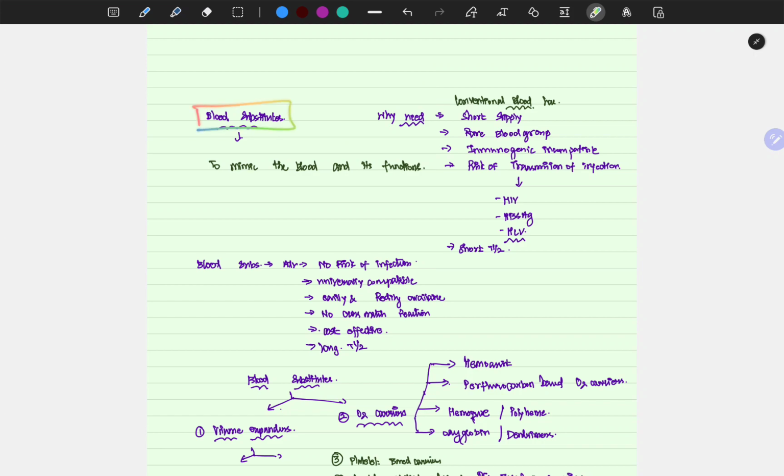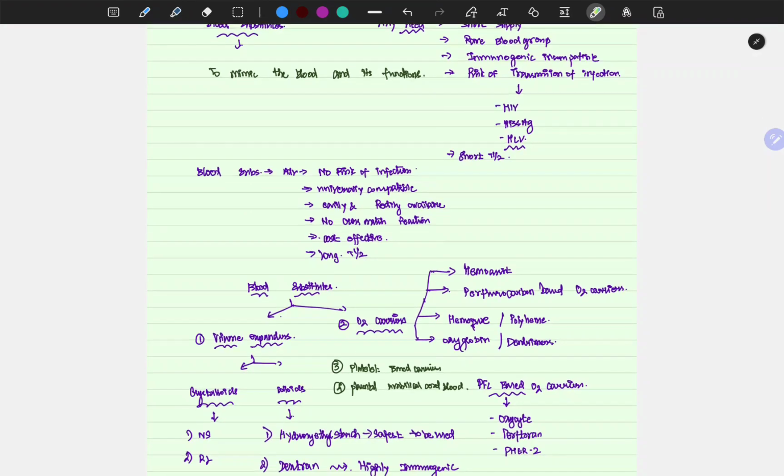So, what are blood substitutes? To mimic the blood and its functions. Why is it needed? Conventional blood has short supply, rare blood groups, is immunogenic, incompatible, and carries risk of transmission of infections like HIV, HCV, hepatitis C virus. It has a shorter shelf life. That's why we use blood substitutes. Blood substitutes have no risk of infection, are universally compatible, easily and readily available, need no cross matching, are cost effective, and have a long shelf life.